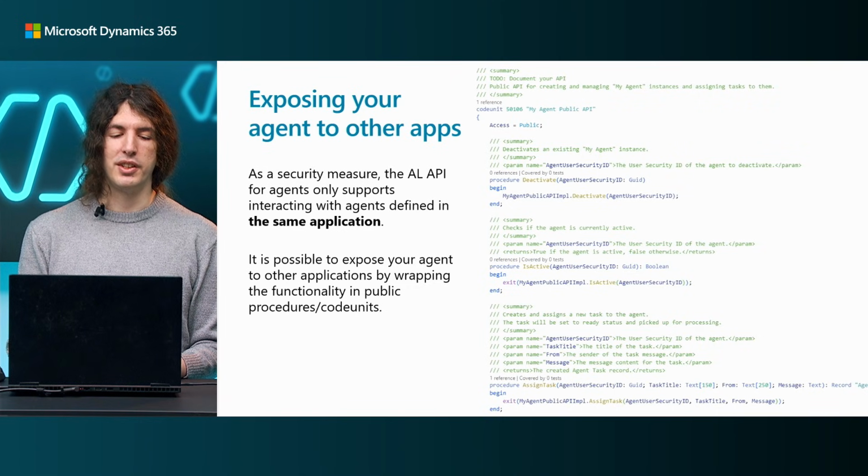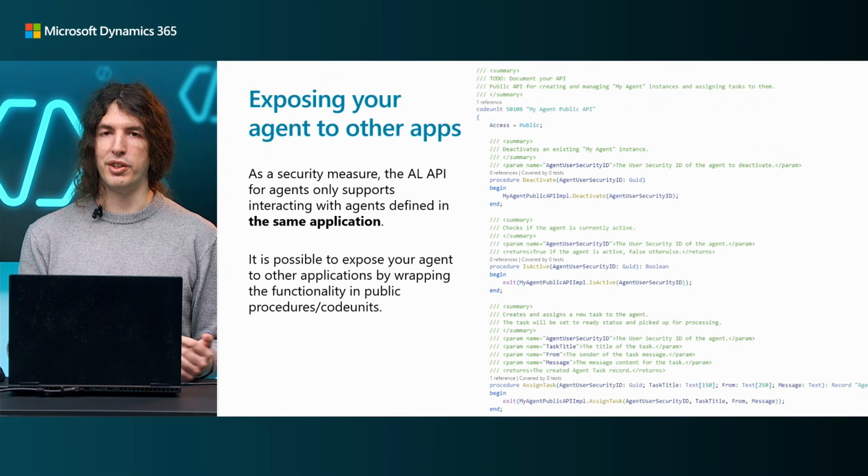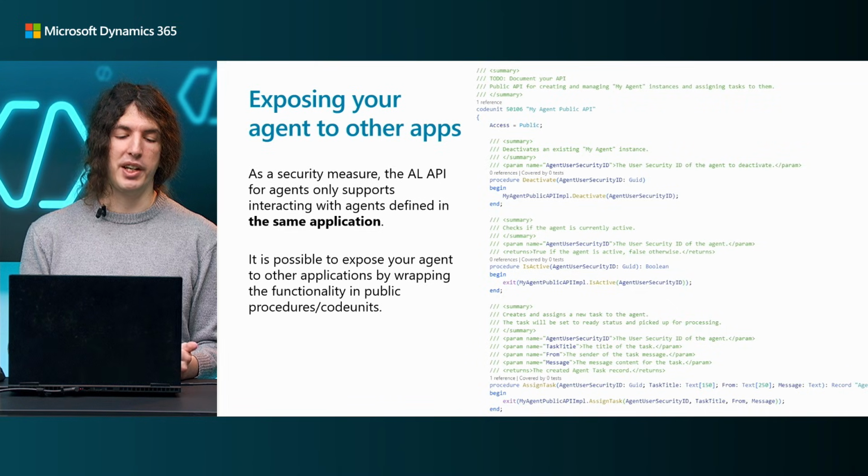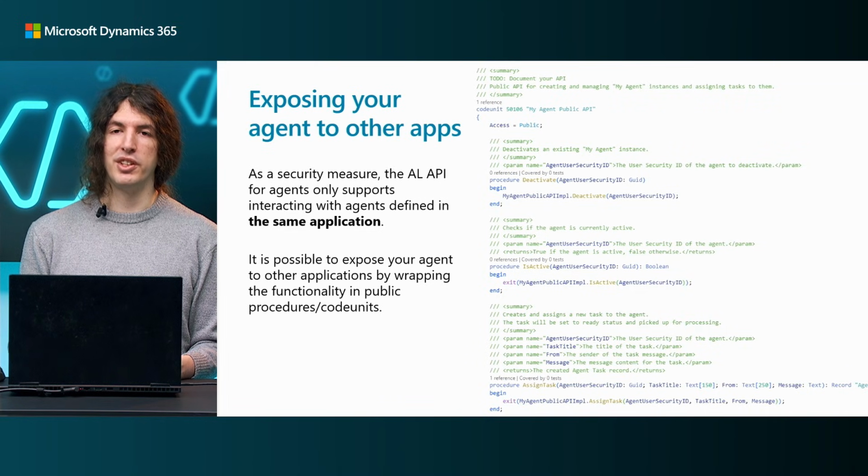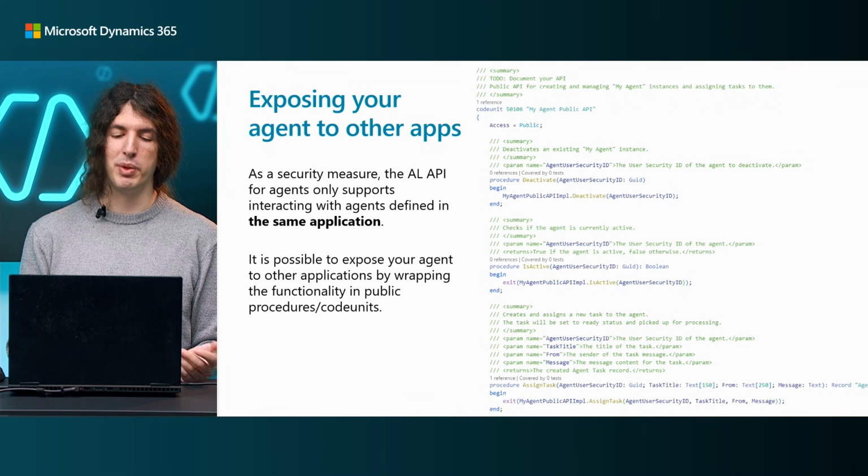The final topic that we will talk about today is about exposing your agent to other apps. By default, the AL API only supports interacting with agents defined in your own app. This is for security reasons, so that different agents don't interfere with each other. But it is possible to also expose your agents to other apps by creating an API for your app.